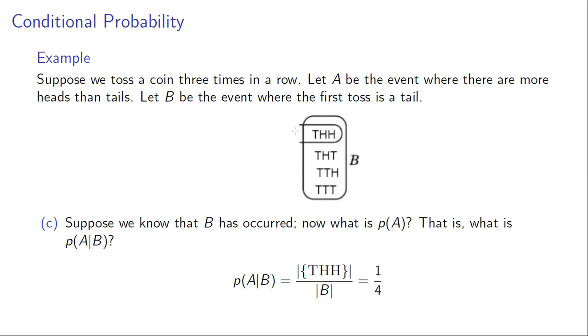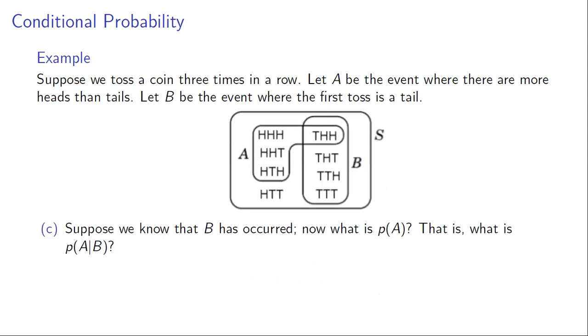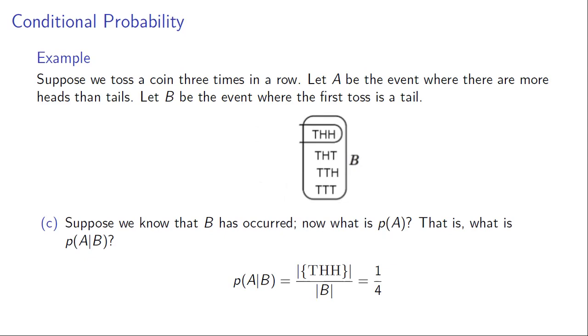So there would be just one way for A to occur, right? Only one way for there to be more heads than tails. And that would have to be THH, because we know the first toss was a tail. And we have a total of four options. So this would be the cardinality of this one element set, THH, divided by the cardinality of B, which is 4. So 1/4. So notice probability of A was 1/2, but probability of A given B is 1/4.